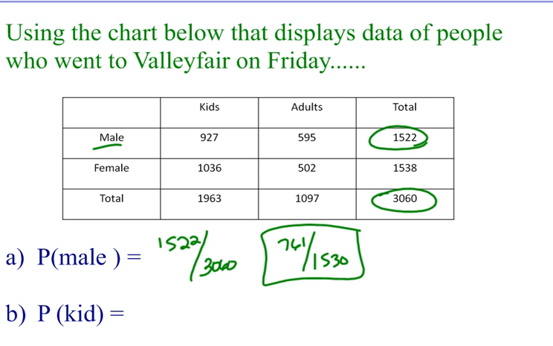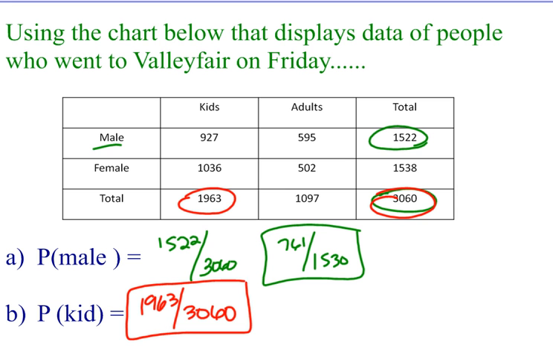And then the probability that we have a kid. So we look at how many kids we have total. So that'd be in a different spot, right? Here's my total kids. And I'll divide that by my total of everyone. So I'd have 1963 divided by 3060. And that actually ends up not reducing. So that's as far as I can go.